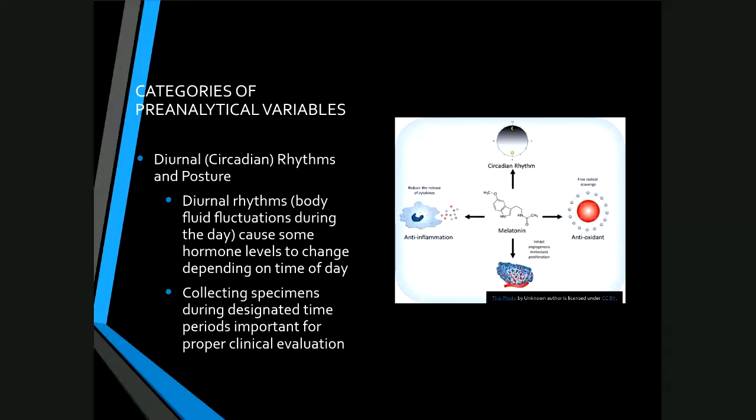Diurnal or circadian rhythms and posture. The body's fluids fluctuate during the day, causing some hormone levels to change depending on the time of day. Collecting specimens during the designated time periods is important for proper clinical evaluation. It's also how the body releases melatonin, anti-inflammatories, and antioxidants as well.